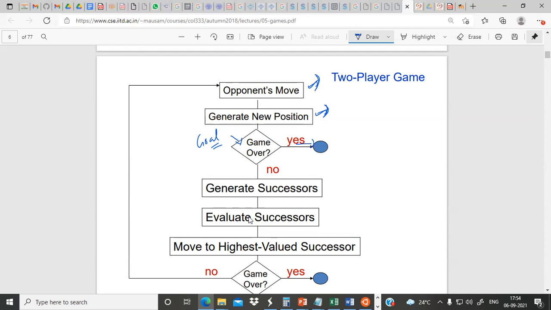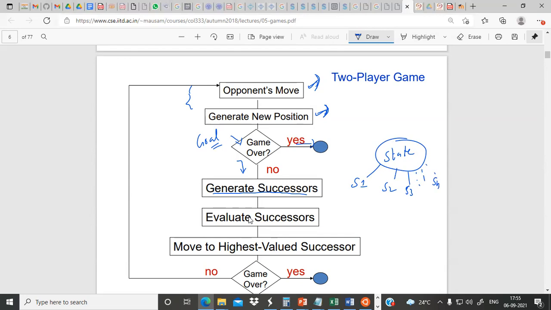If the game is not over, then it is our turn. This is the opponent's turn. If the game is not over, then it is our turn, so we can make the move. Before making the move, what we do is generate all the successors from the current state. This is the current state. From this state, what are the possible successors I can have? I can go to either this state, or this state, or this state, and so on and so forth. These are the n possible states I can reach, right?